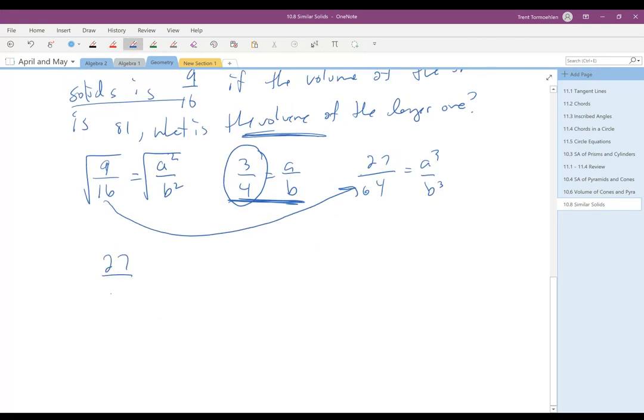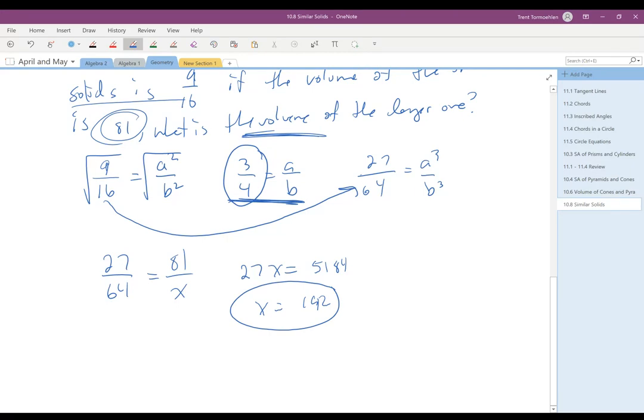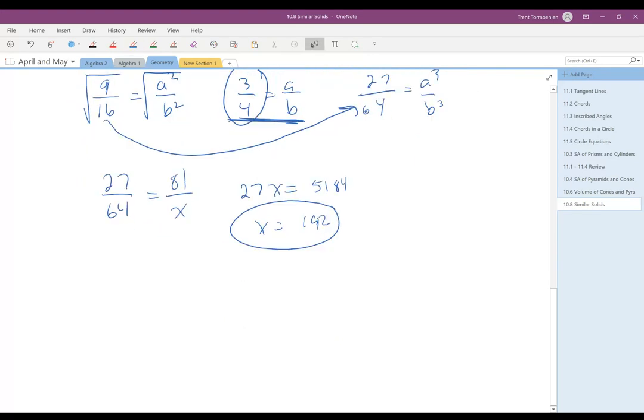We want the actual volumes. The ratio of the volumes is 27/64, and the volume of the smaller one is 81. Now we solve that equation: 27x equals 81 times 64. 81 times 64 is 5184. And so x turns out to be 5184 divided by 27, or 192. So the volume of the larger one is 192.